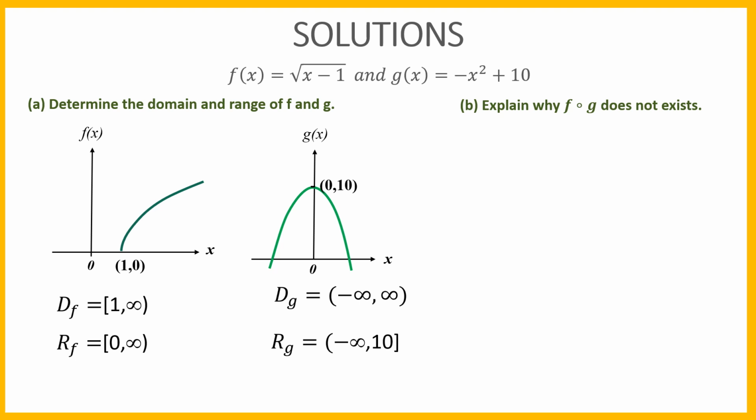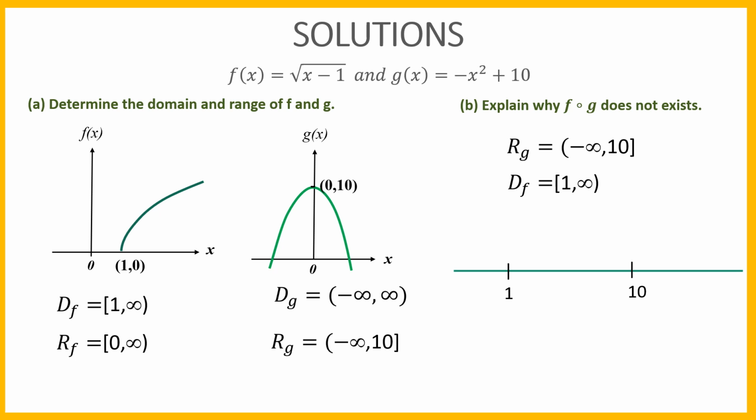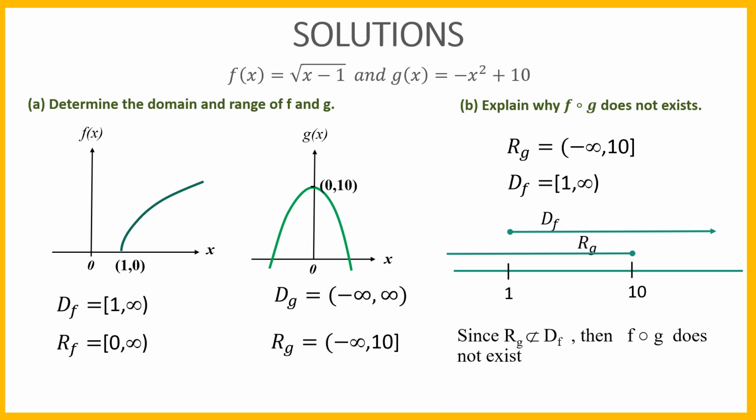To explain why f of g does not exist, analyze the values of the range of g and the values of the domain of f. Displaying the values on the number line, observe the range of g is not a subset of the domain of f. Thus, f of g does not exist.